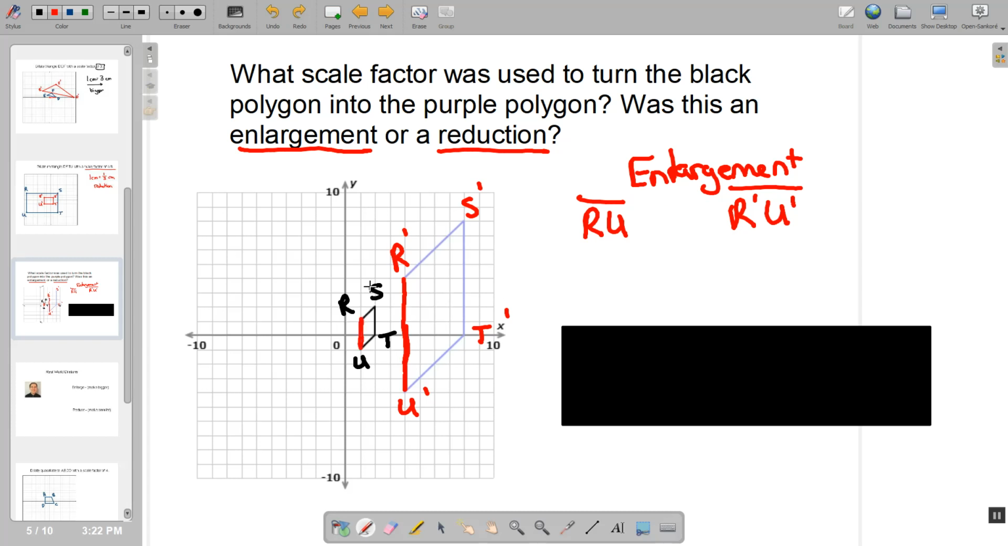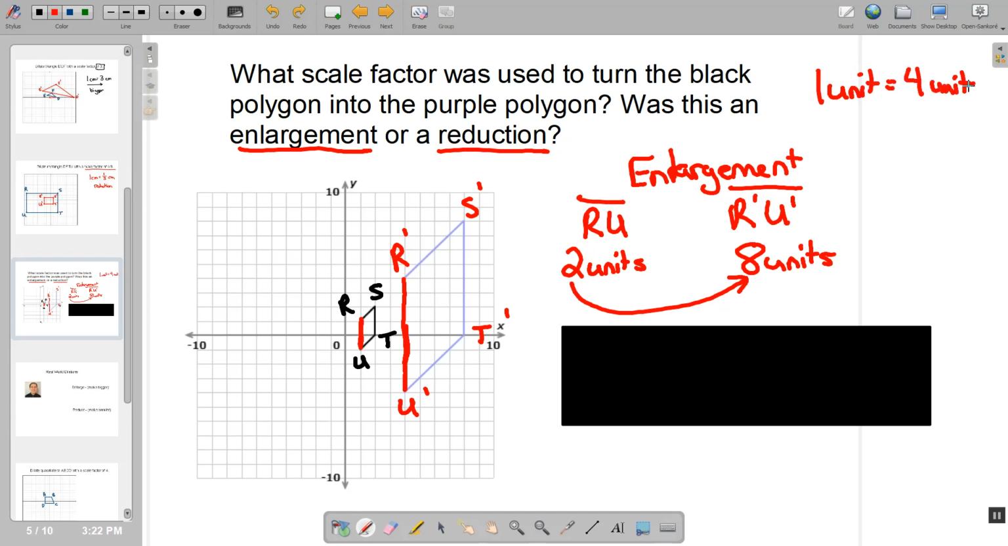So RU is 2 units long. R prime U prime is 1, 2, 3, 4, 5, 6, 7, 8 units long, which tells us that our scale factor has to take some number from 2 to 8. Therefore, the scale factor should be 1 unit equals 4 units.